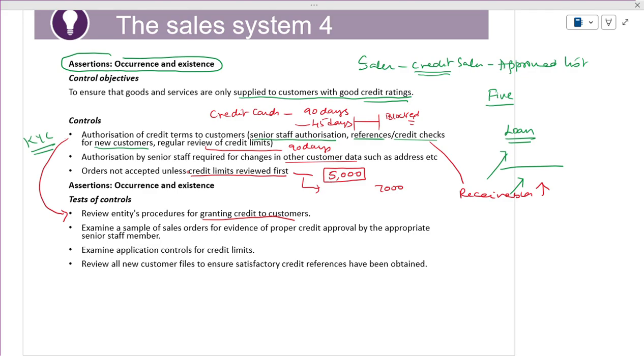Test a sample of sales invoices for evidence of credit approval by an authorized senior staff member. Again the same thing: you are talking in terms of the sales order, whether credit approval is there. Credit sales is very critical, very crucial. It is like you are giving a loan, like a bank giving a loan. They will do a lot of due diligence. Examine application controls for credit limits. Who is eligible to authorize how much amount?